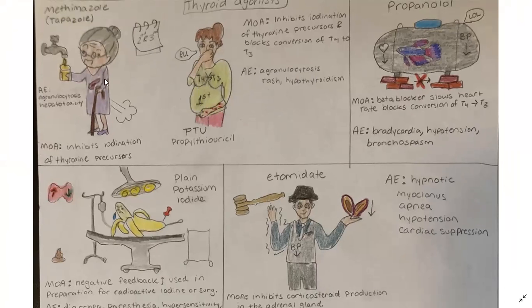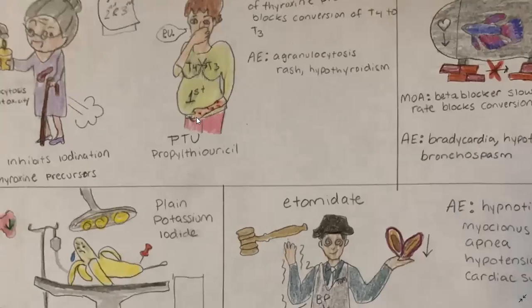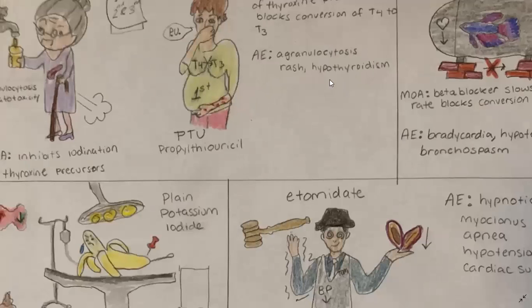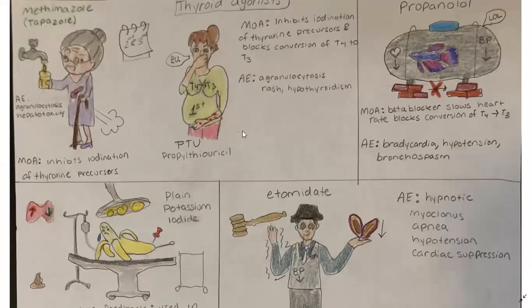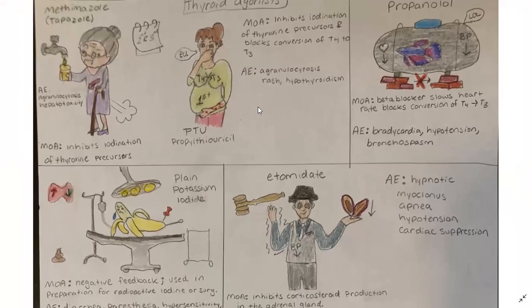Adverse effects are still agranulocytosis, a rash, so she has a rash on her arm, and then hypothyroidism. So just like how with drugs such as levothyroxine, if you took too many of them, you got hyperthyroidism, well, with these drugs, if you're not taking them appropriately, or even if you are taking them appropriately, they could rebound and cause the opposite effect.